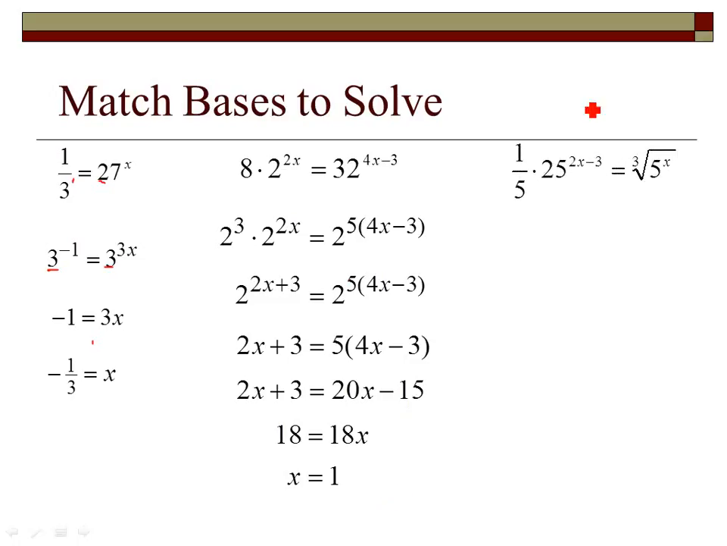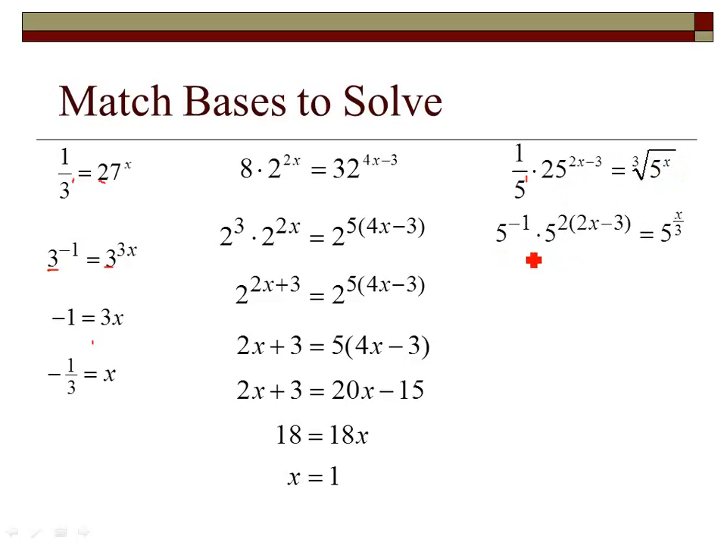Okay, one's a little more complicated. Again, I want to change these all to the same base. In this case, I'm going to use a base of 5. So 1 over 5 to the first. 25 I could change to 5 squared. So 1 over 5 to the first is 5 to the negative 1. This becomes 5 squared raised to the 2x minus 3. So I'll get 2 times 2x minus 3. And this one gives us our fraction. This would be 5 raised to the x over 3.